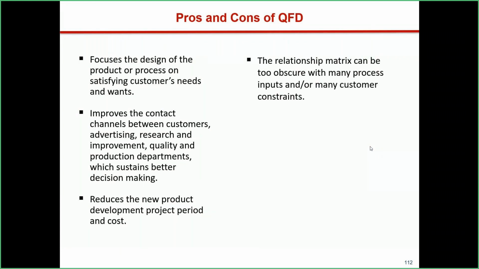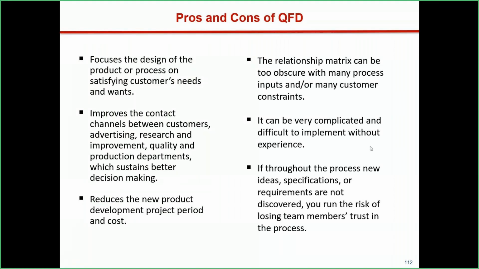Relationship metrics can be too obscure with many process inputs and/or many customer constraints. It can be very complicated and difficult to implement without experience. If throughout the process new ideas, specifications, or requirements are not discovered, you run the risk of losing team members' trust in the process. So these are the pros and cons.